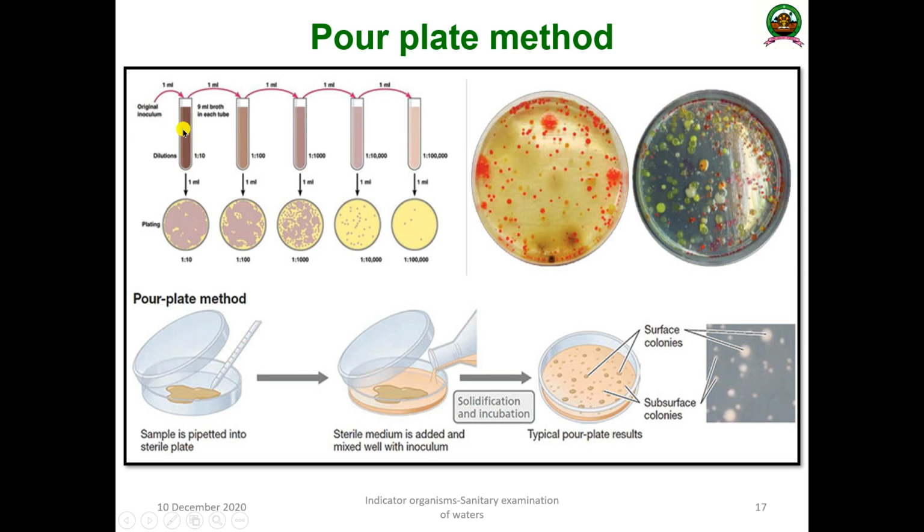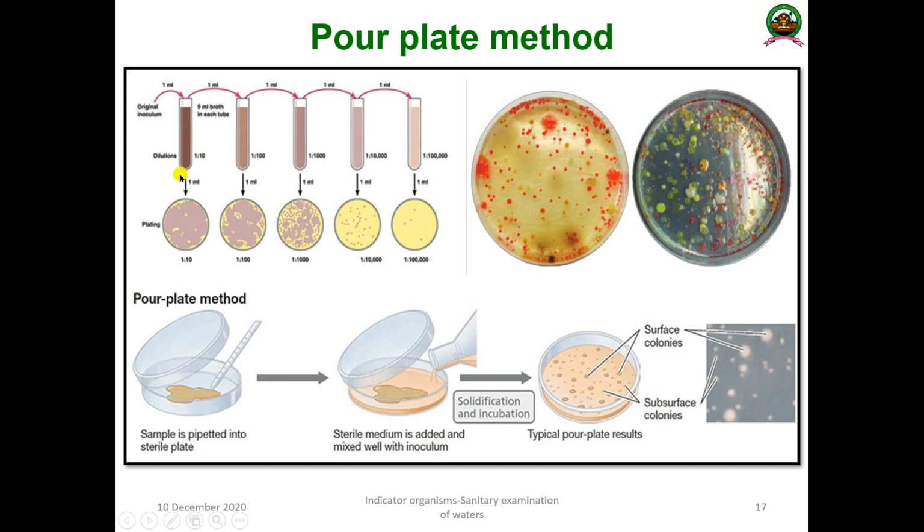Here we can see the dilution. Here you can see 9 ml water in each of the tubes, five to six tubes. What you have to do: in the first 9 ml tube, take your water sample and transfer 1 ml. That means to 9 ml you are adding 1 ml. So the dilution is 1 by 10, 1:10. Mix it thoroughly.